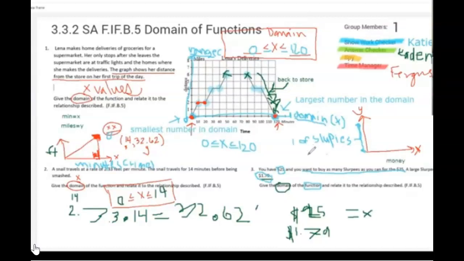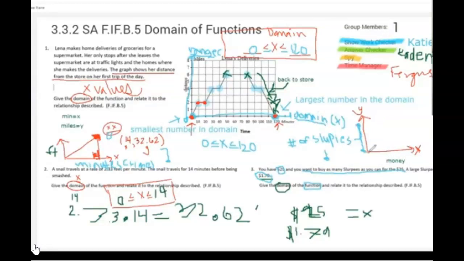Actually, this one is kind of tricky. Rule of thumb: whenever you have time, time's going to be your X variable, or your domain. Same thing with number of items. So here we have number of Slurpees versus money. Your number of Slurpees is actually going to be your X value, because as your number of Slurpees increases, the amount of money also will increase.